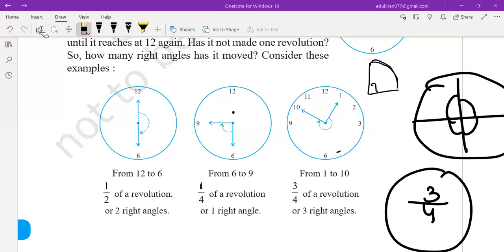Ma'am, we should draw this, right? Yes. Ma'am, all 3? Yes. Okay, ma'am.